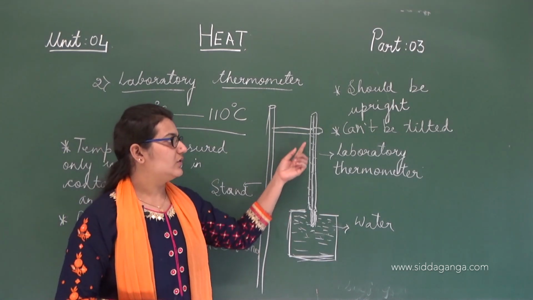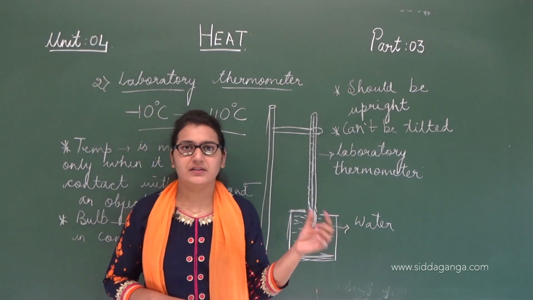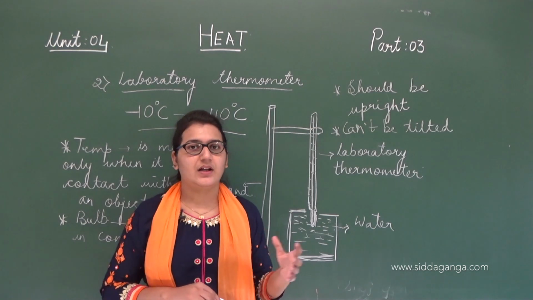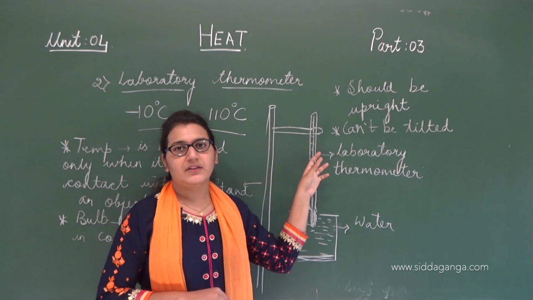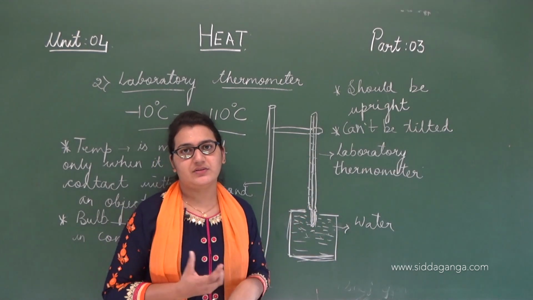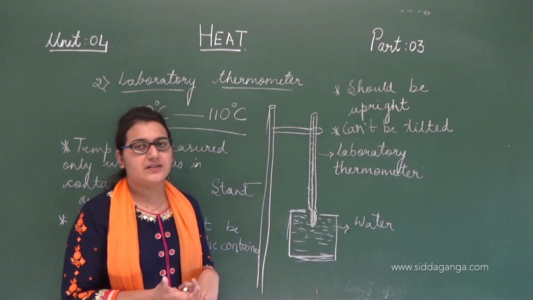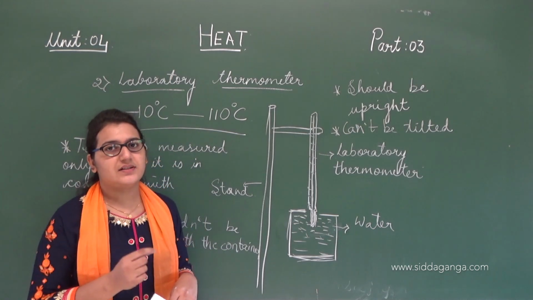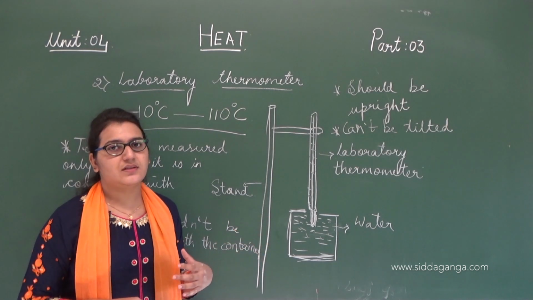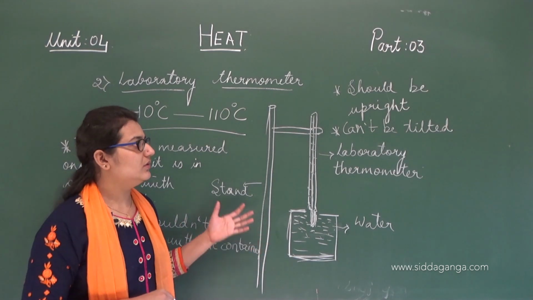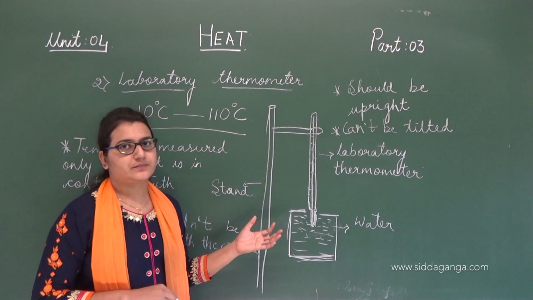We need to see the short lines and the temperature difference between them. Where the mercury level has risen and stopped, we can just read the temperature. The basic construction and temperature remain the same, but the major difference is that it doesn't have a kink. That's why its uses differ. So this is about the laboratory thermometer.